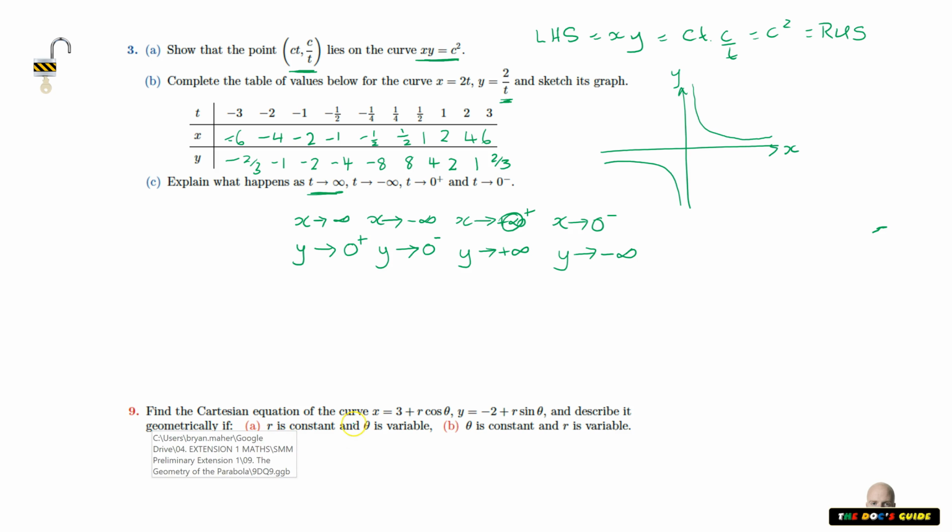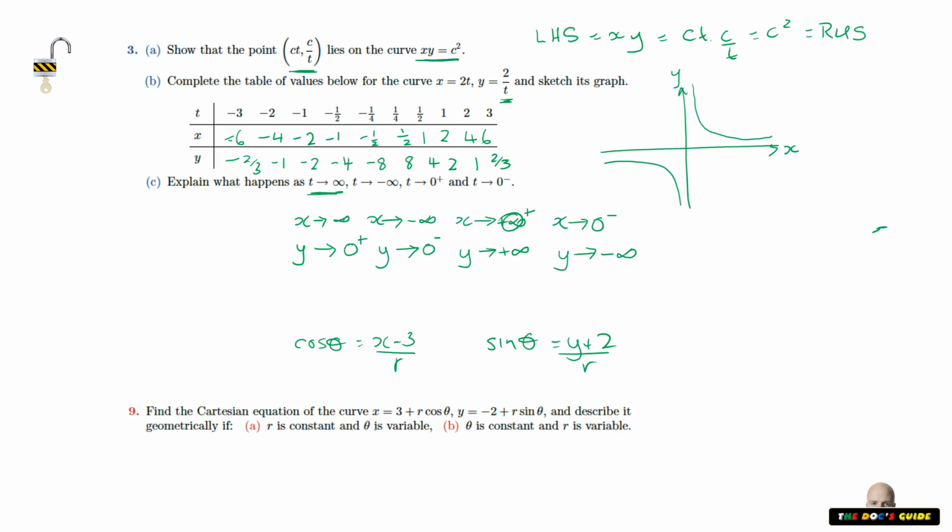Number 9, find the Cartesian equation of this curve and describe it geometrically if r is constant and theta is a variable. So let's have a look at the Cartesian equation first of all, and then we'll go to GeoGebra to look at this particular graph. So if x is this, y is this, then if we make cos theta the subject of this first equation, then cos theta equals x minus 3 divided by r, and sine theta is going to equal y plus 2 divided by r.